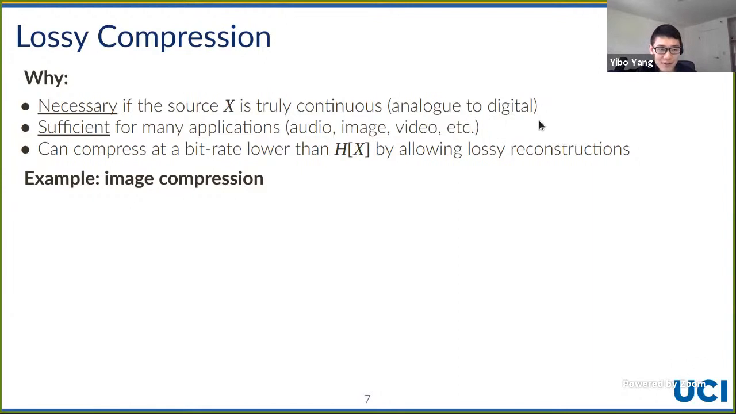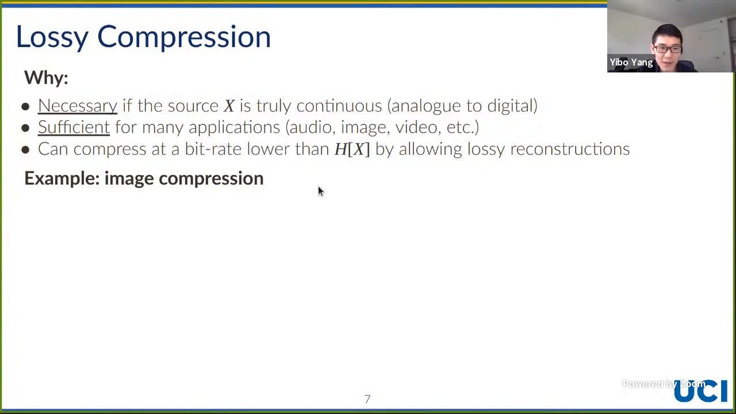But lossy compression is also sufficient for many applications, especially if we are the consumer of compression. So think about images and videos and audio. These are rarely coded perfectly. These are typically compressed with a lossy compression algorithm, but we don't notice it because these algorithms cleverly exploit the limits of our perceptual system. And the big bonus, of course, is that by doing lossy compression, we can actually compress at a bit rate that is lower than the entropy of the source.